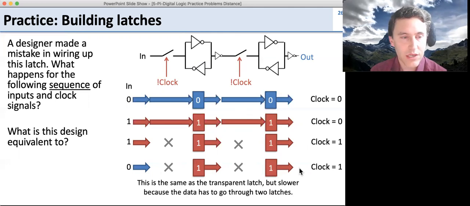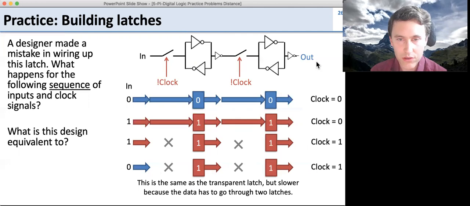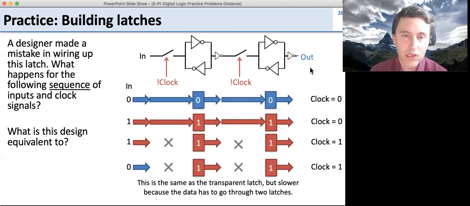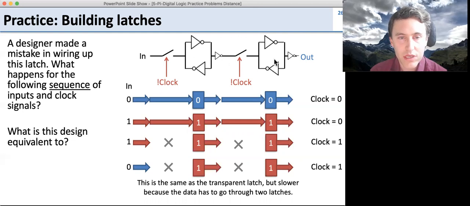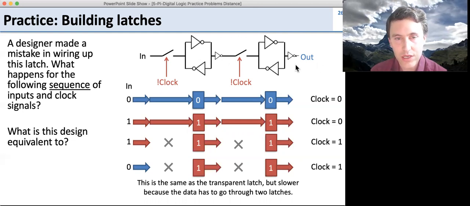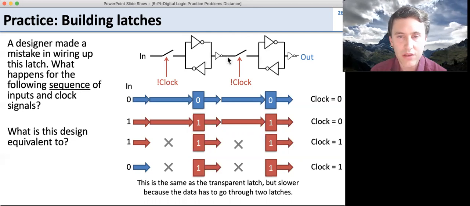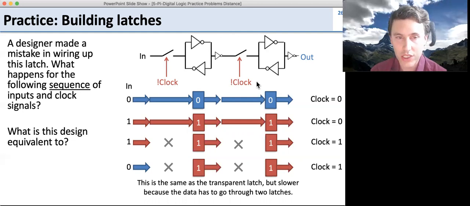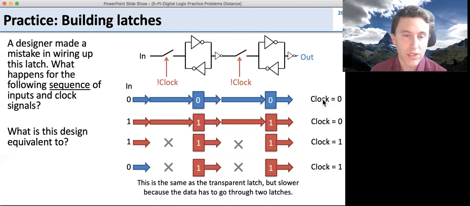So what is this design doing? Well, this is a transparent latch. When clock is 0, the signal goes through, and when clock changes, it remembers the signal. But it's slower because now for the signal to get all the way through here, it has to go first through this logic and then through this logic. So there's no benefit of having 2 of these together. Remember, when we talked about flip-flops, we had clock and not clock on one of these so that it would go in when the clock changes. That's why we had 2, but here they're using the same signal.